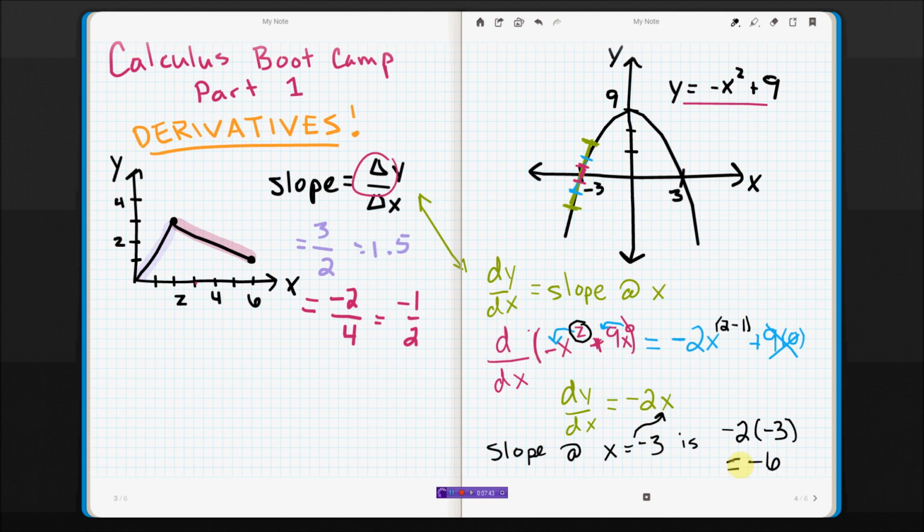Boom. Done. Oh, I'm sorry. Positive 6. Sorry, guys. A negative times a negative is a positive. Okay, and we go and check that. Just looking at the graph, I know it's got to be positive because it's going up at that point. It looks fairly steep. Plus 6 looks pretty good.